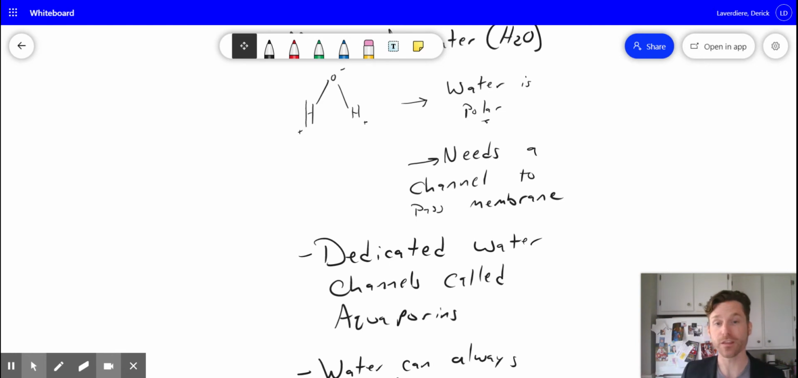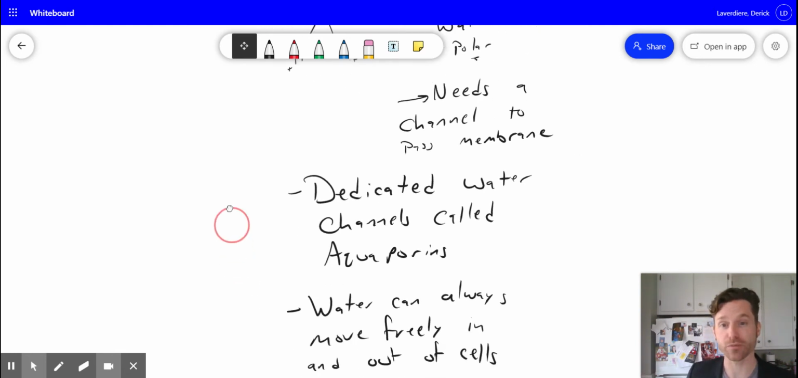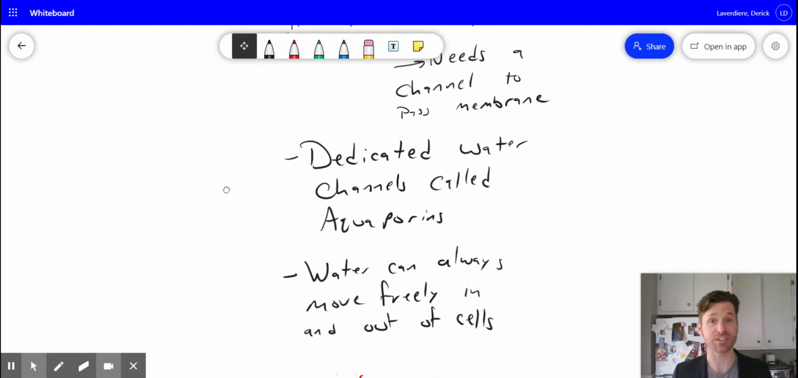Right? There is a dedicated protein channel designed specifically to move water and just water. Okay? These channels are called aquaporins. Okay? And again, they move only water. Cells have a lot of these. Okay? So water very easily moves in and out of the cell through these aquaporins.